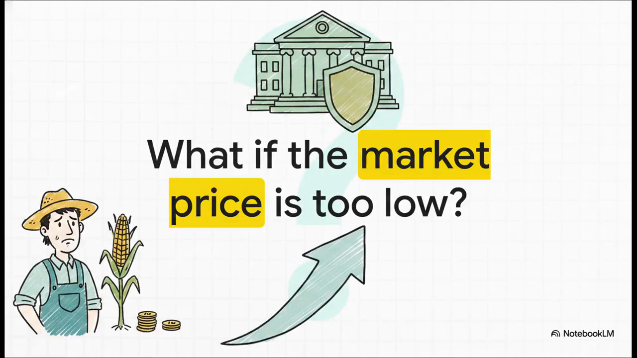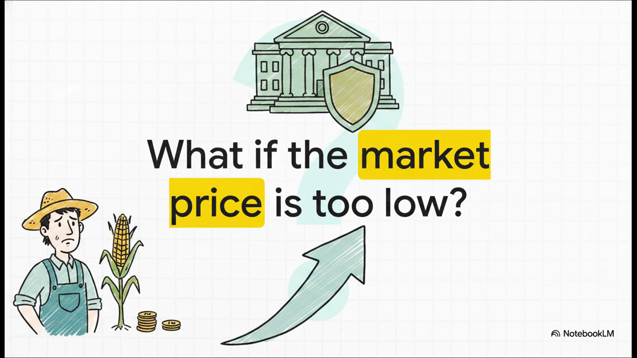So, think about this for a second. What happens when the government looks at a free market price and decides, you know what, that is just way too low? Normally, we think of lower prices as a good thing, right? As consumers, we absolutely love a bargain. But take a step back. Think about the people actually making those goods.